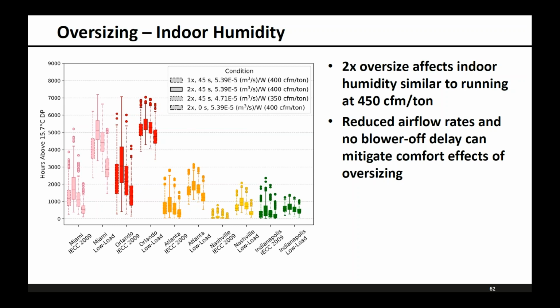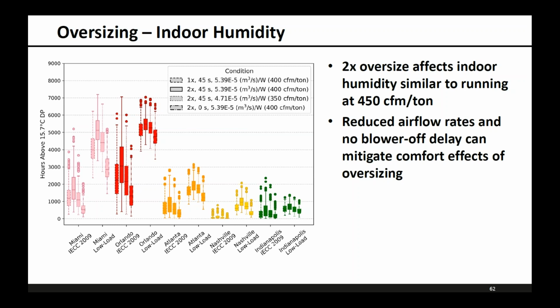What could they do to help alleviate that issue? And so the third box and whisker plot for each city shows the oversized unit with the supply airflow rate reduced to 350 CFM per ton. So you can see for most of the cities that gets you back down to the baseline case roughly. So a pretty good decrease there. And we saw that the associated cooling energy use for that change is pretty small.